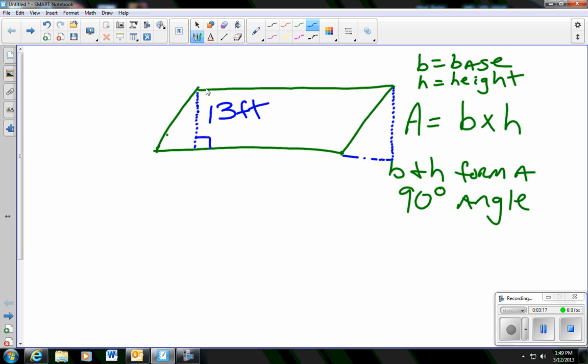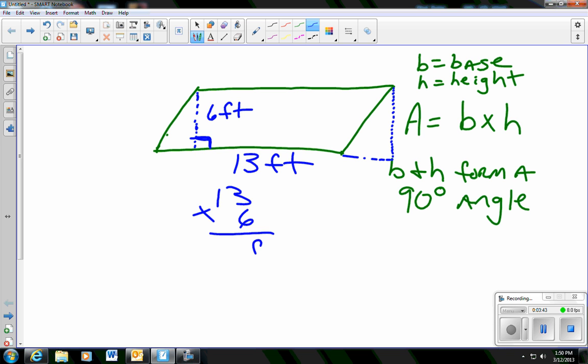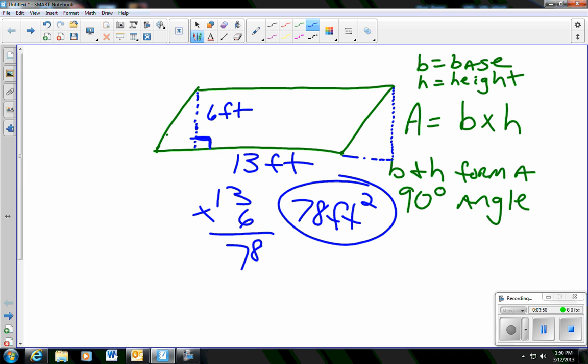Let's flip this around here. So 6 feet and then 13 feet. So we know that the side that's 6 forms a right angle with the bottom there that's 13. So the 6 and the 13 are our base and our height. They're the two sides that form a right angle. So all we have to do is multiply those two sides together. 13 times 6 would give us 78. So 78 feet squared.